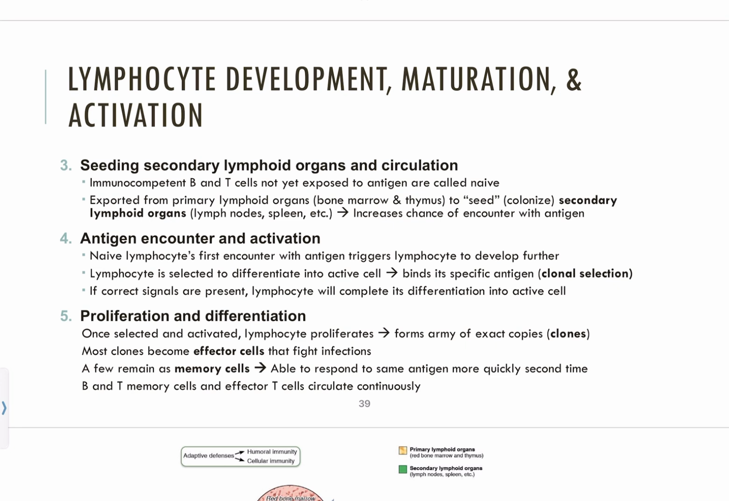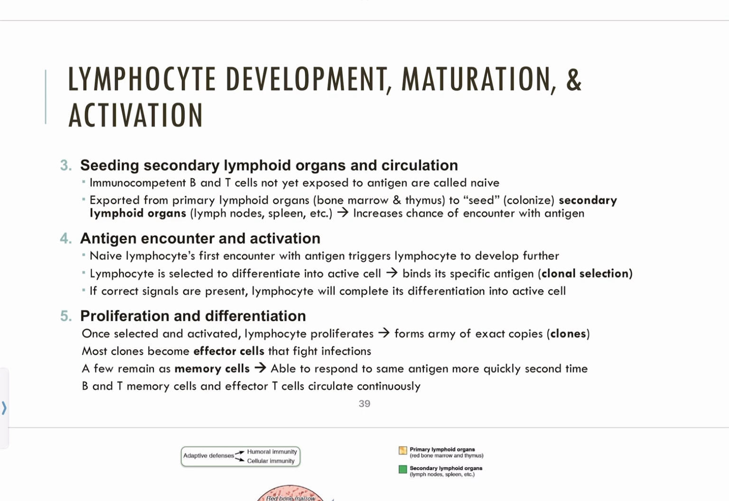They're going to leave wherever they were undergoing the maturation process and travel to secondary lymphoid organs, which are organs like our lymph nodes or our spleen. The whole point of doing this is that hopefully they can encounter the antigen that they have their specificity for, which is the next step.